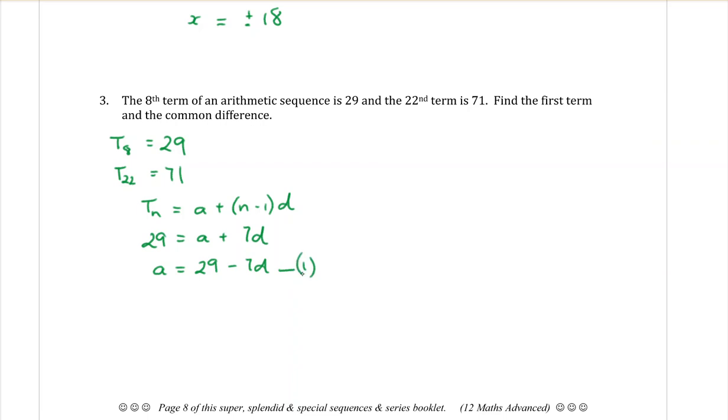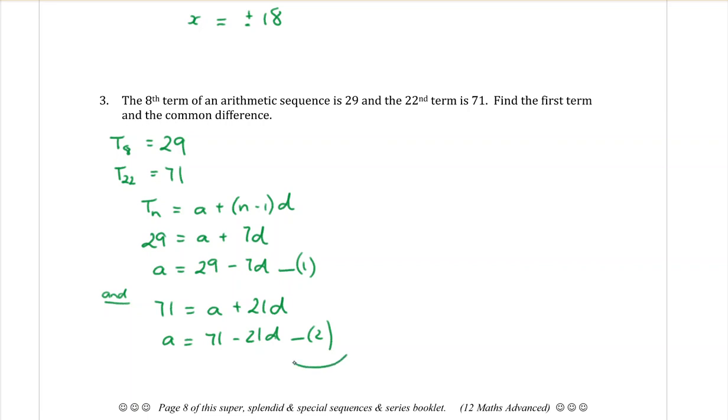Now let's look at the second bit of information that we were given, which was that term 22 is equal to 71. So we're using the same formula, but now the term is 71 equals A, I don't know, N, this time is 22, but subtract 1 will be 21D. Okay? And again, I could rearrange that to get the A by itself, which would be 71 take away 21D, equation number 2. So I have two equations that both have A and D in them, so I'm going to solve them simultaneously to find out what they are.